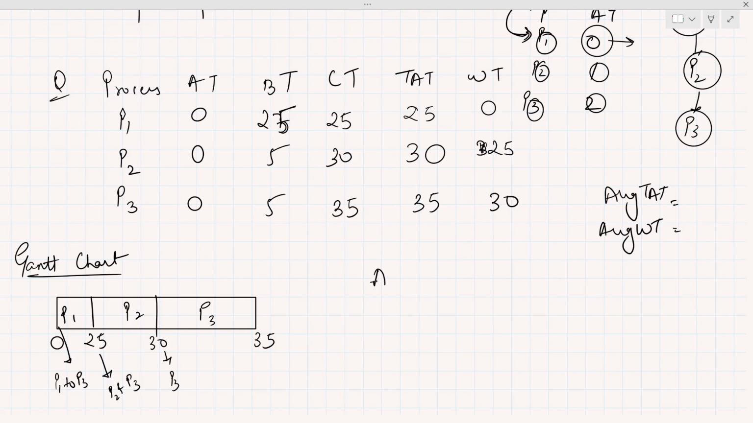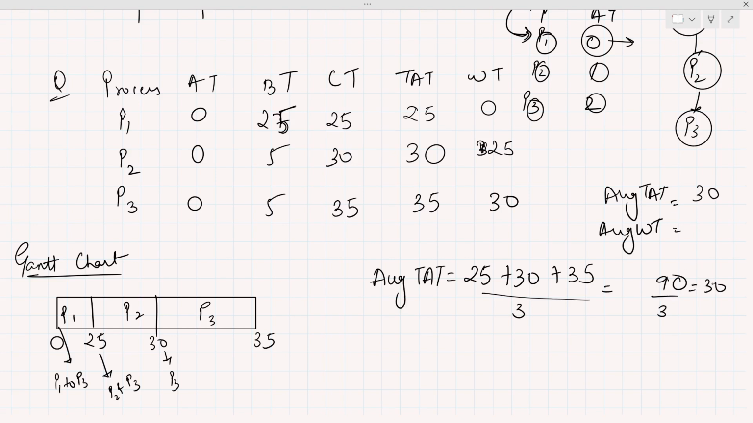So now we have to find the average turnaround time. How do we calculate the average? The sum of TAT divided by the number of processes, we will get the average. So 25, 30 and 35 divided by the number of processes. We have 3 processes, so divided by 3. The sum is 90. 90 divided by 3 means 30. 30 is the average TAT, the average turnaround time for these processes.